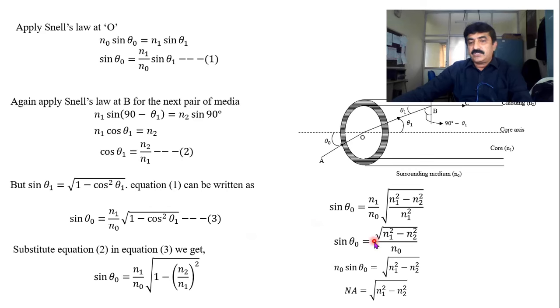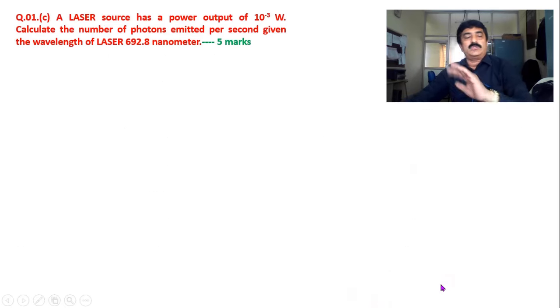Dear students, just go through the steps, you will get the answer. So sin theta naught is equal to, see, N1 square, N1 cancel, I am left with N naught here. Next I take N naught to this side, so I have N naught into sin theta naught is equal to root of N1 square minus N2 square. And what is this N naught sin theta naught? Sir, it is nothing but numerical aperture. Hence numerical aperture is equal to root of N1 square minus N2 square. Well, now I come to a numerical problem.